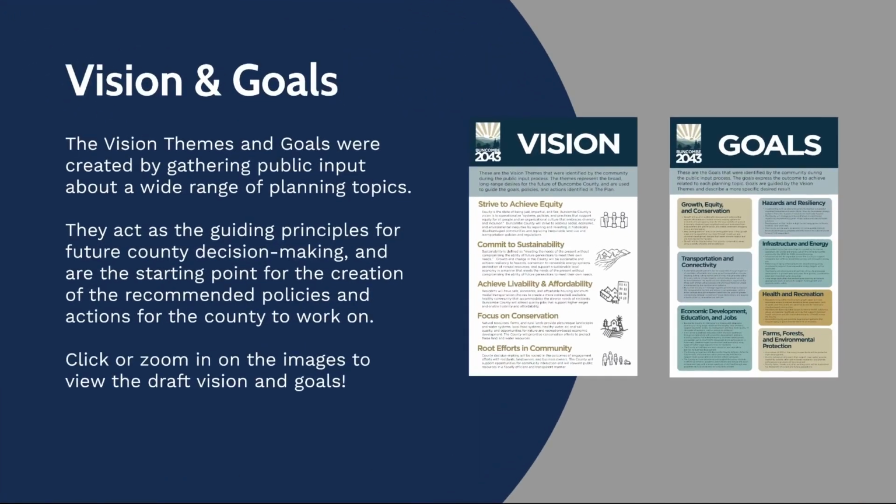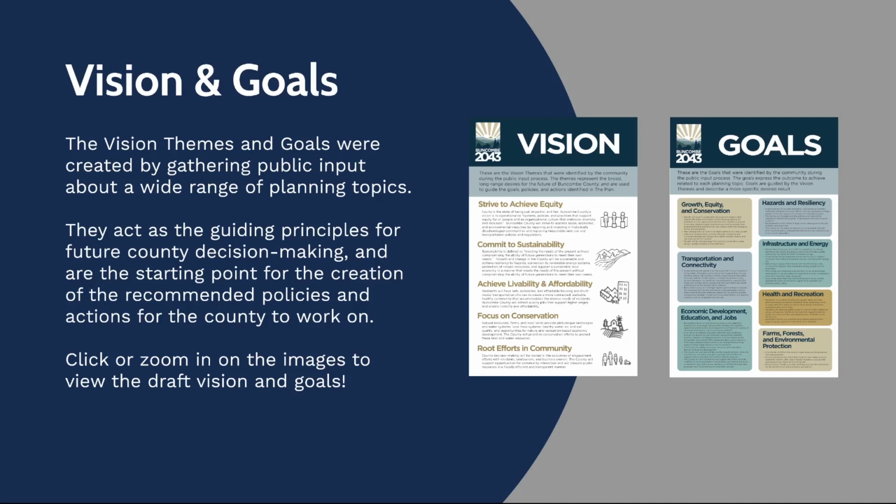Station 10, Vision and Goals. The vision theme and goals were created by gathering public input about a wide range of planning topics. They act as a guiding principle for future county decision making and are the starting point for the creation of the recommended policies and actions for the county to work on. Vision themes should articulate the priorities from the county and the critical outcomes the county is striving to achieve. The 5 vision themes are: strive to achieve equity, commitment to sustainability, achieve livability, and affordability.